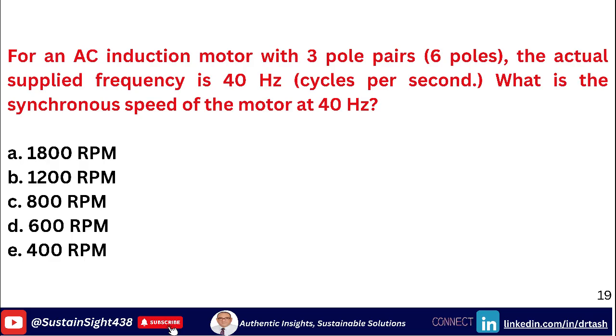For an AC induction motor with 3 pole pairs, 6 poles, the actual supplied frequency is 40 Hz, cycles per second. What is the synchronous speed of the motor at 40 Hz? Here is the problem we will solve. We have a motor with 3 pole pairs, which means it has a total of 6 poles. It is connected to a power supply with a frequency of 40 Hz. We need to find its synchronous speed in revolutions per minute, or RPM.